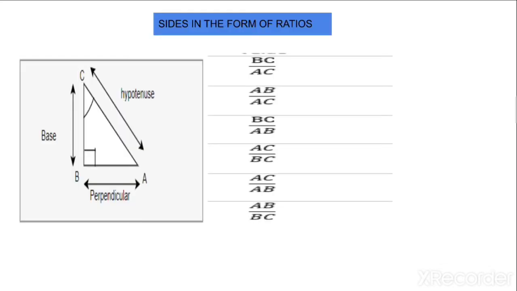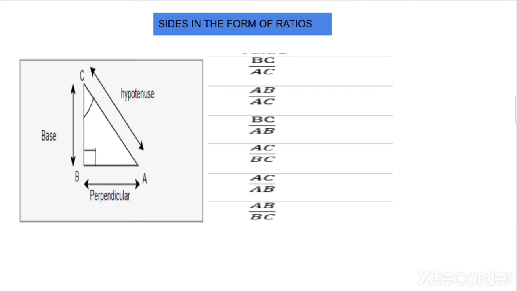Now, when you understood which one is my hypotenuse, which one is my perpendicular, which one is my base, now suppose all the three I consider them as side 1, side 2, side 3. Now out of these three sides, we can frame 6 different ratios.